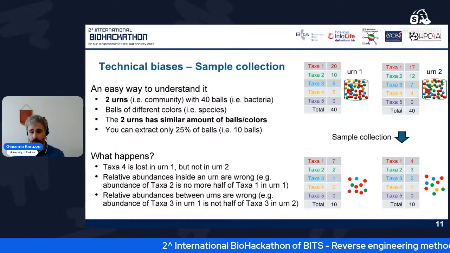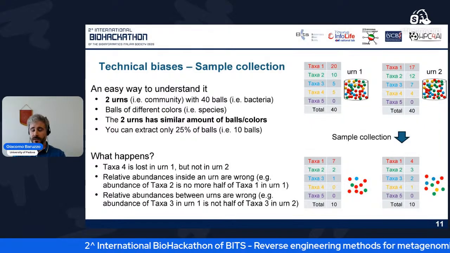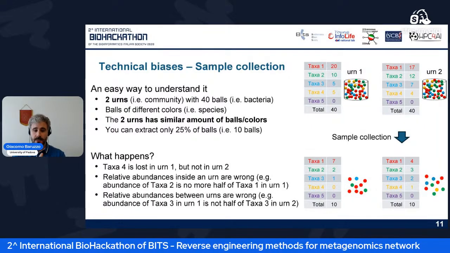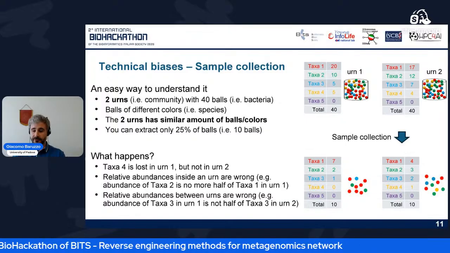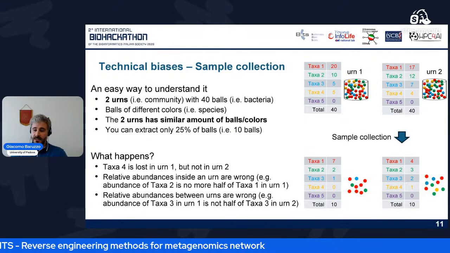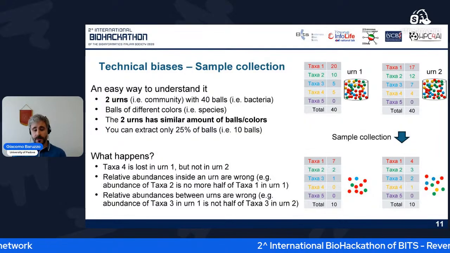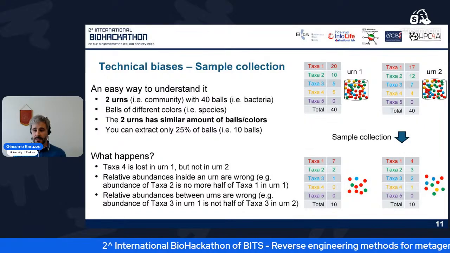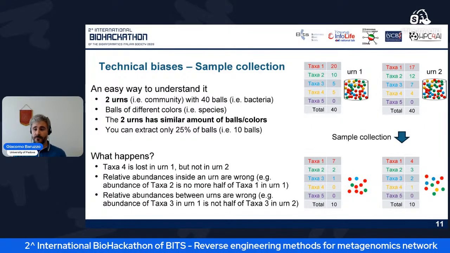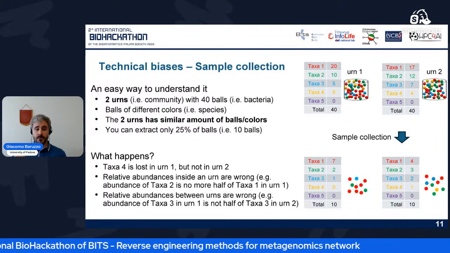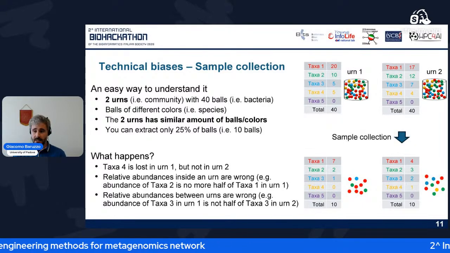What is happening now? Not only in the first sample do we again completely miss taxa 4, with a 0 number of balls, so you can think of a 0 number of reads for that taxa. Also, as in the previous example, the relative abundances in sample 1 are messed up. We no longer have taxa 1 being 2 times more present than taxa 2; now it is 3 or even more times, 7 versus 2 instead of 20 versus 10.